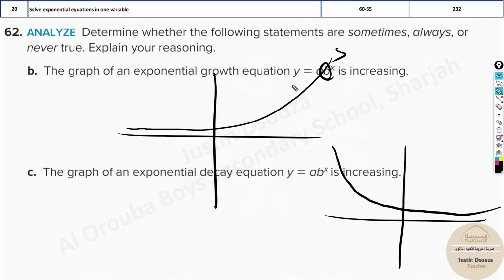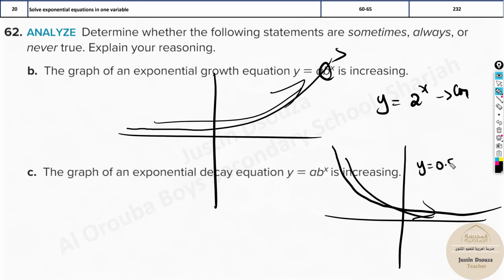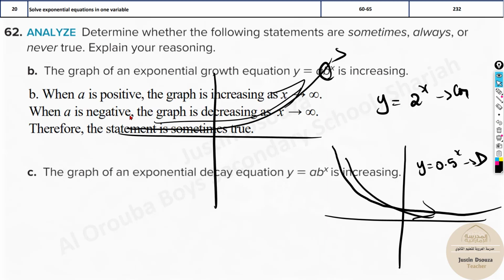The graph of an exponential growth is increasing. Yes, it's always increasing. Whereas the graph of exponential decay is not increasing. It's always decreasing. When this b value is less than 1, the graph is downwards. You can check it in Desmos. You can put y is equal to, say, 2 to the power x. That is a growth function, okay? Whereas if you put y is equal to 0.5 to the power x, this is decay, it will come like this. So this is always true.